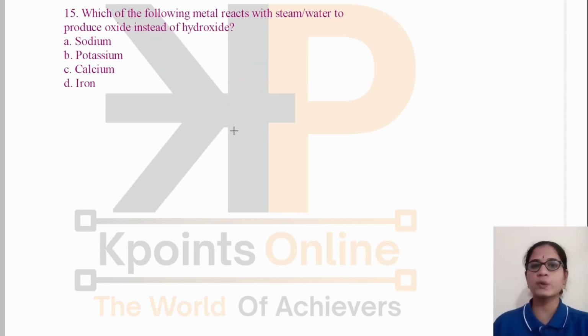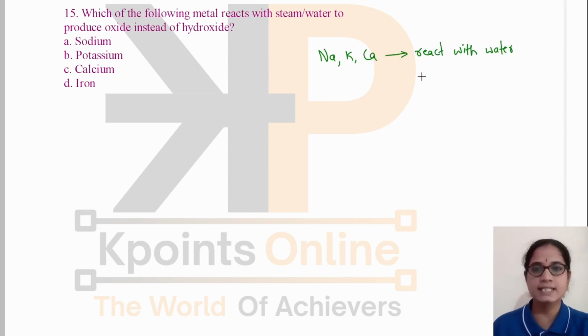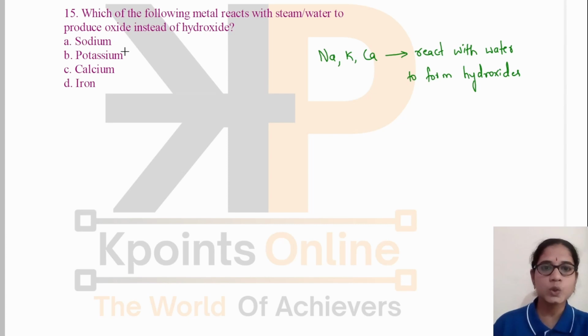The next question: which of the following metals reacts with steam or water to produce oxide instead of hydroxide? This question is about the reaction of metals with water. We have studied that metals will react with water to form first oxides, then those oxides which are soluble in water will form hydroxide. Metals like sodium, potassium, calcium react with water to form first oxides, that is sodium oxide, potassium oxide, calcium oxide. They are soluble in water to form hydroxide. Sodium forms sodium hydroxide, potassium forms potassium hydroxide, and calcium forms calcium hydroxide. So these will not only produce oxide, they will produce hydroxide also.